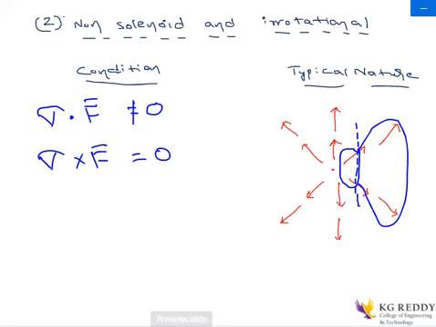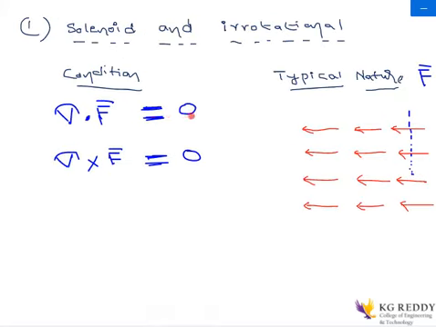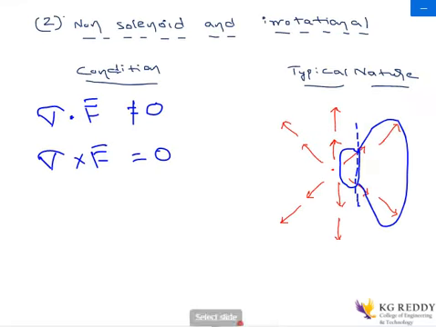In the solenoid the divergence is always equal to 0, because at one particular point, the field generated due to the vectors at one side is equal to the field generated due to the vectors at the other side. So the divergence is 0, and as it is not rotational, it is irrotational, so the curl is also 0. So this is the second case.